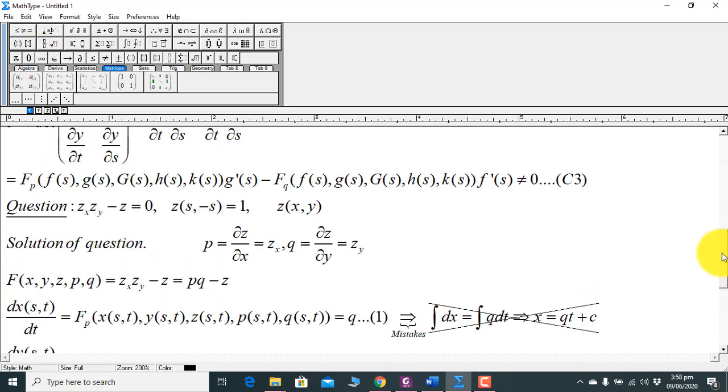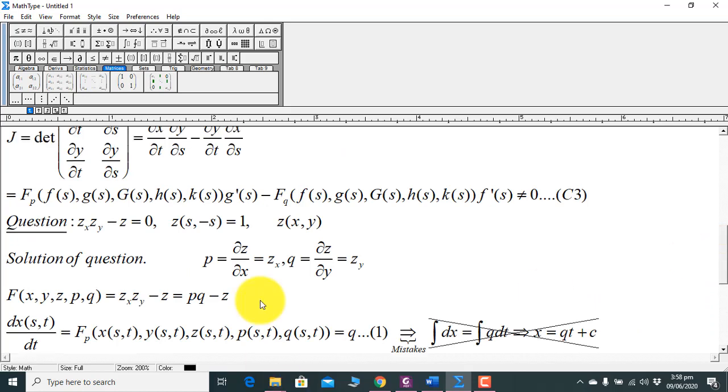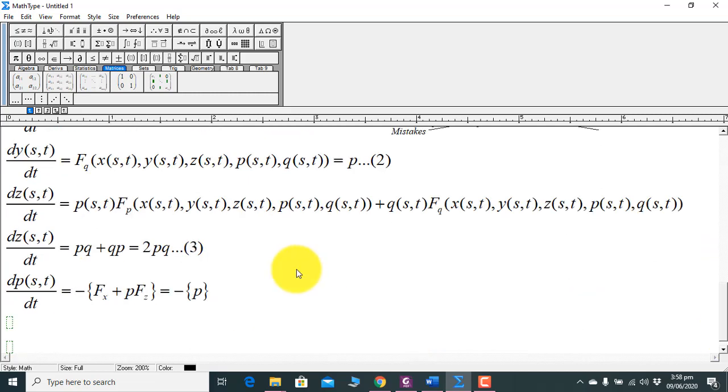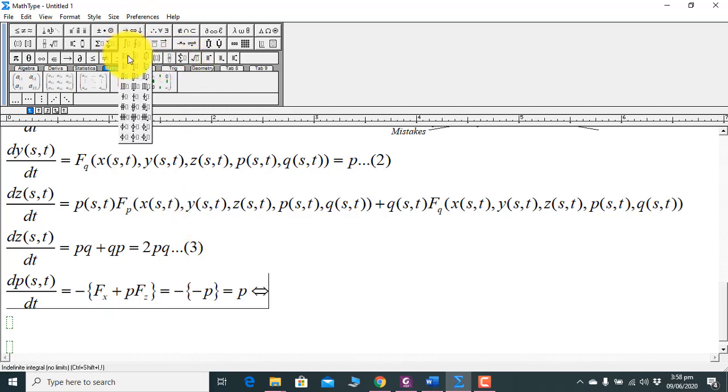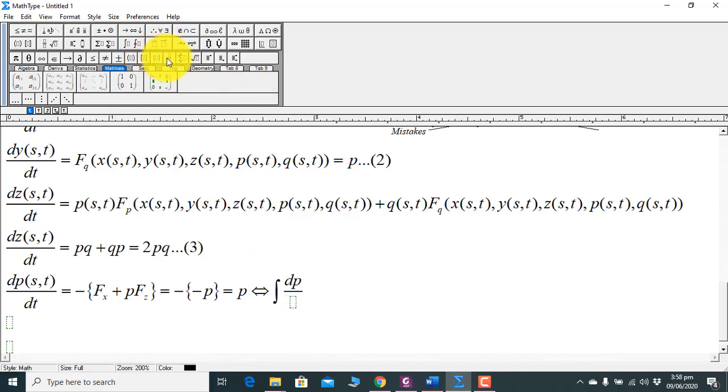What is the value of fz? Fz is actually minus 1. The partial derivative of f with respect to minus z is minus 1. So the answer will be minus minus, which is plus. So dp by dt is actually p. Now you are allowed to integrate. So what will be the next step? This is very easy. You have to put the ratio dp over p is equal to integrating both sides dt.